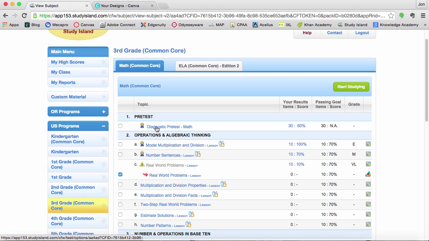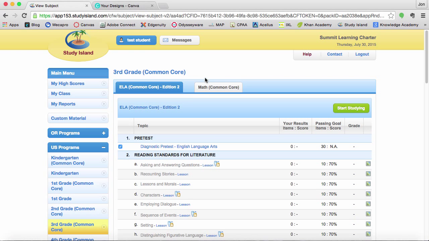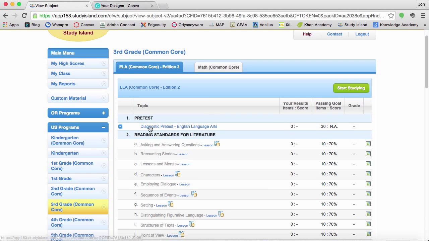So I've already taken this diagnostic pretest. I took 30 questions. I got a 60%, and there's no grade at all attached to it. It's just a starting place. It's just a benchmark to see how well am I doing. Since I did it, I got a blue ribbon. I'm excited about that. As soon as you take the pretest, it opens up all the other lessons. Notice if I click on English Language Arts, I have not done the pretest yet, so I'm not able to access all this other stuff.